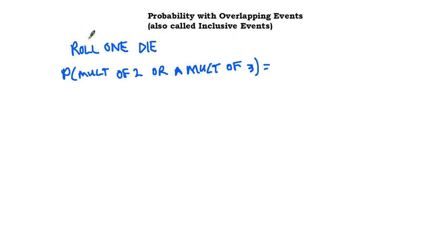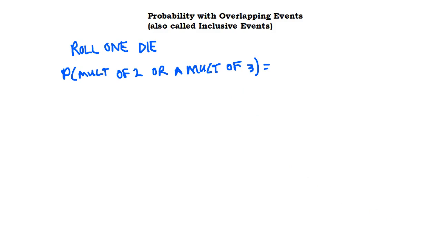Now you'll notice that we're going to look at another example of rolling one die. And you might say to yourself, well, we just did that example and it was disjoint events, not overlapping. But notice how this is written out differently. In this case, we're going to try to figure out the probability of rolling one die and getting either a multiple of 2, sorry for the abbreviation, or a multiple of 3. So let's take a look.